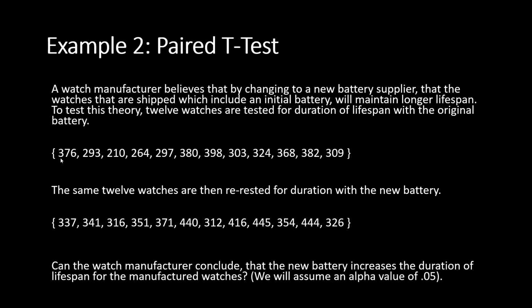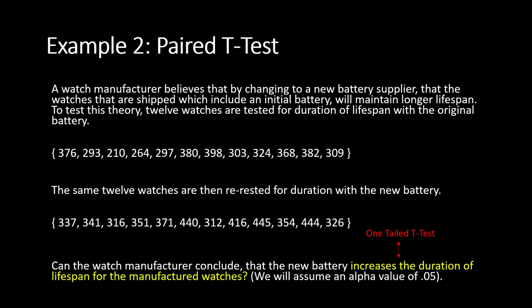We have the watch duration as it pertains to the initial battery, and then the watch duration with the new battery. So same watch, old battery, new battery, old battery, new battery. Alpha value of 0.05 means a confidence interval of 95%. An increased duration is a one-tailed t-test, a right-tailed t-test.